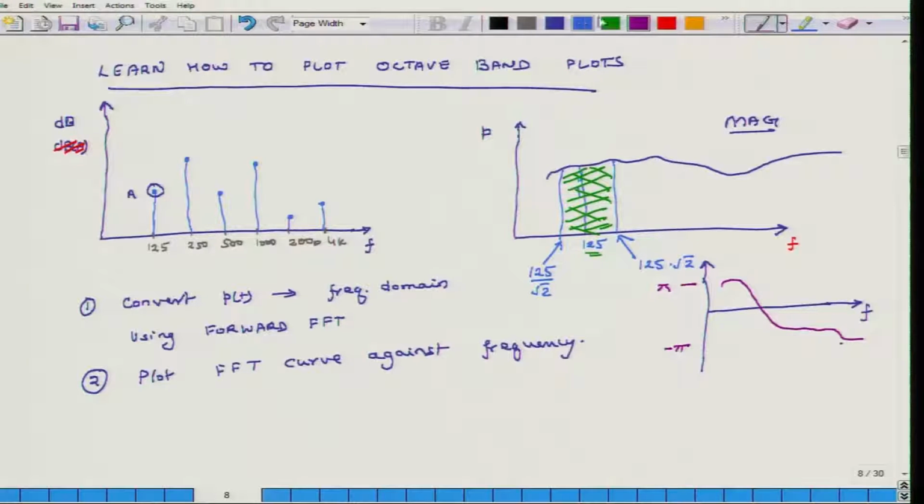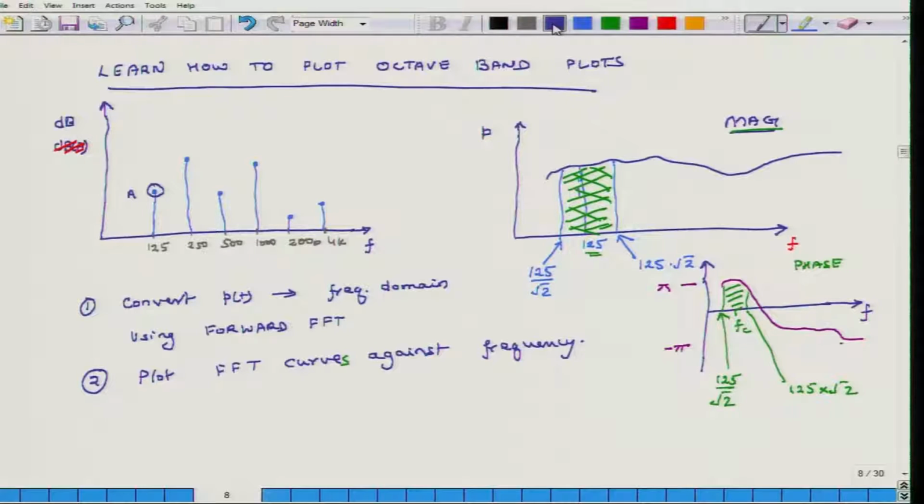Okay. And let us say this is the band of frequency which I am interested in. So, what is this number? 125 divided by square root of 2, this is 125 times square root of 2, and this is central frequency Fc. So, this is my phase plot and this is my magnitude plot. So, we plot the FFT curve. Actually, it is not curve, it is curves. Why? Because there is a magnitude plot and there is a phase plot. So, we plot both of these curves.